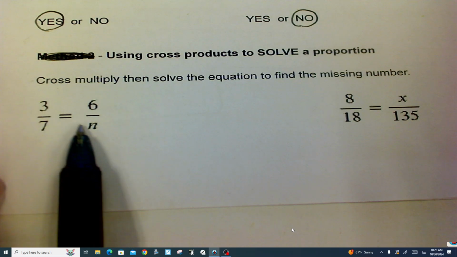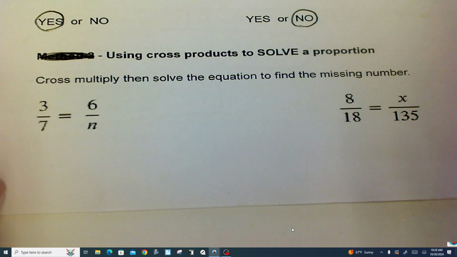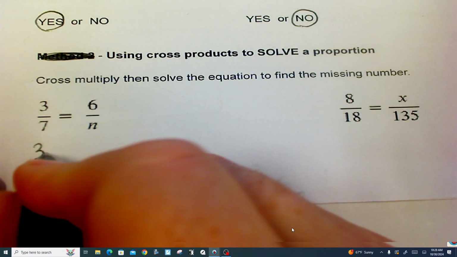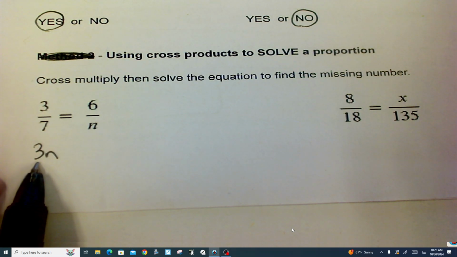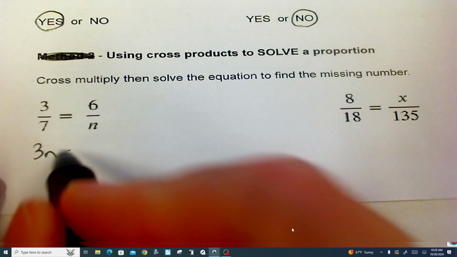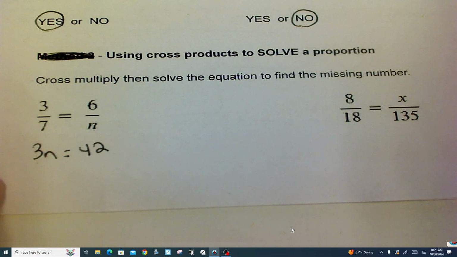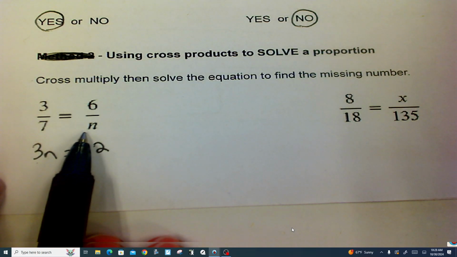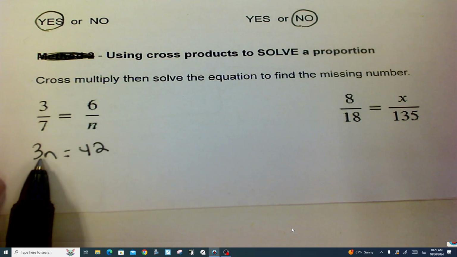So what's 3 times n? I have no idea, but we can write 3 times n underneath it. So let's just write 3n right here. And that would be like cross multiplication, right? 3 times n is 3n. Now what's 7 times 6? So 3 times n should become the same as 7 times 6, which is 42. So that's the reason we can set this up.